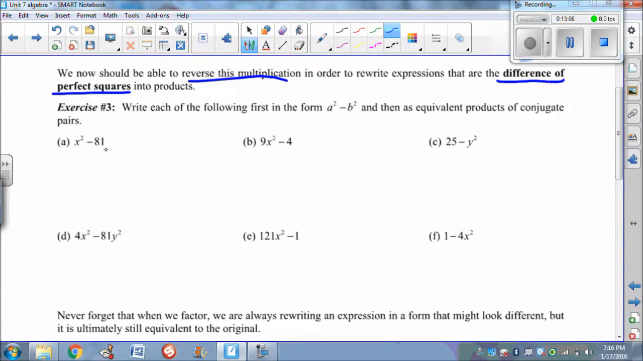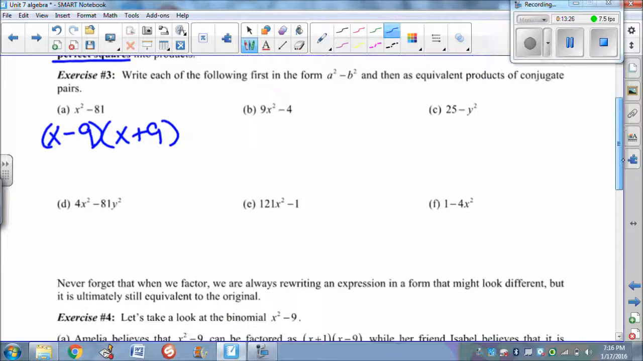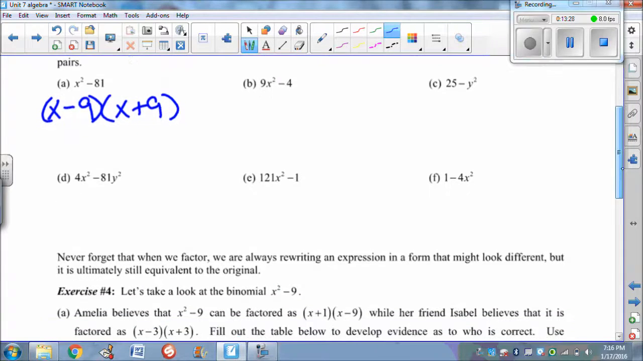So looking at this first one, x squared minus 81, if I were to factor that, where did it come from? What were the two binomials that it came from? Well, it came from x minus 9 and x plus 9. So I paused there for a minute because I'm hoping I didn't blow anybody's mind by that.